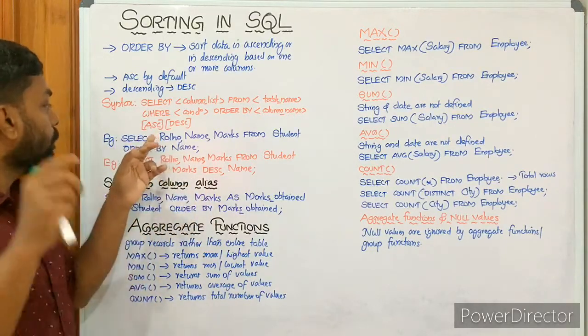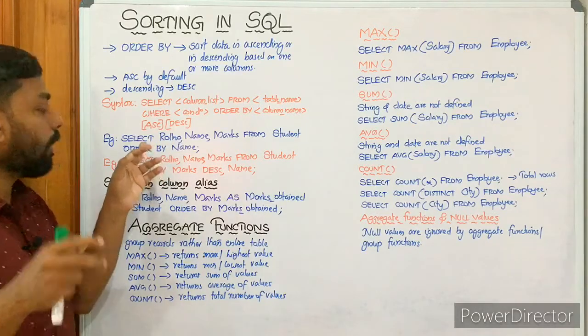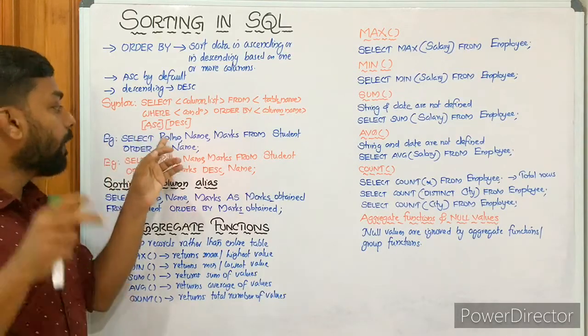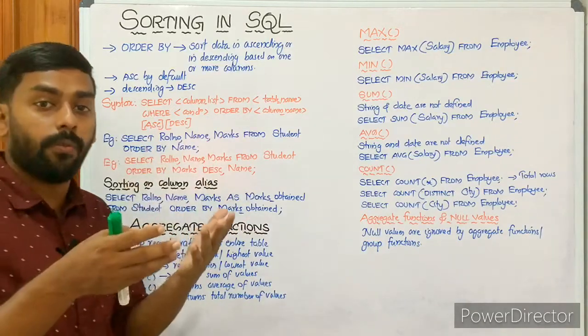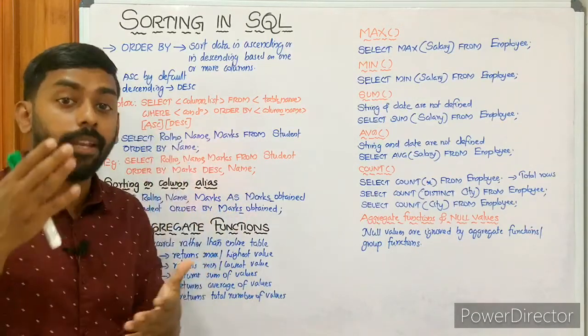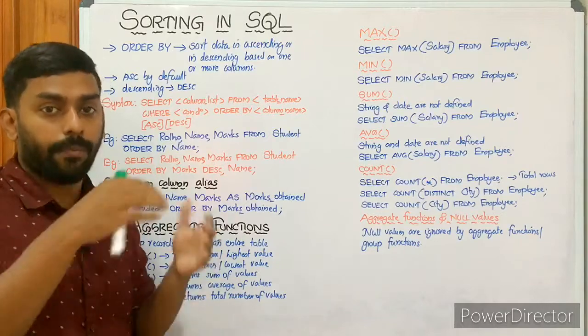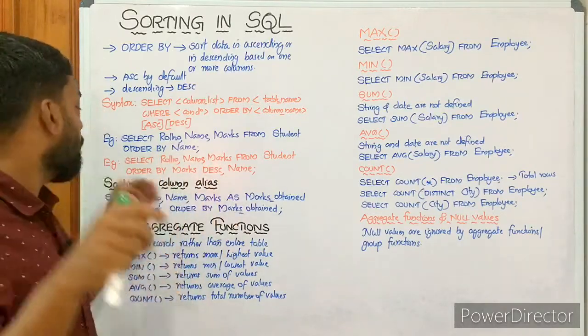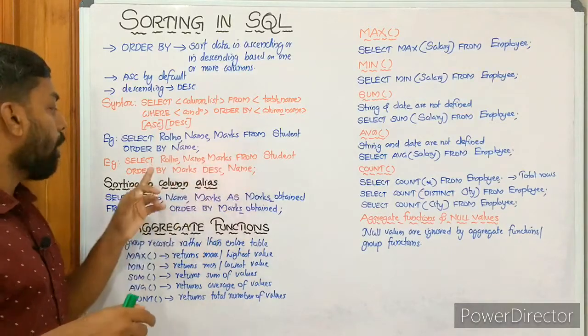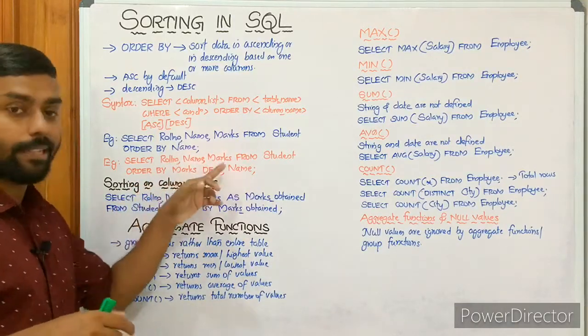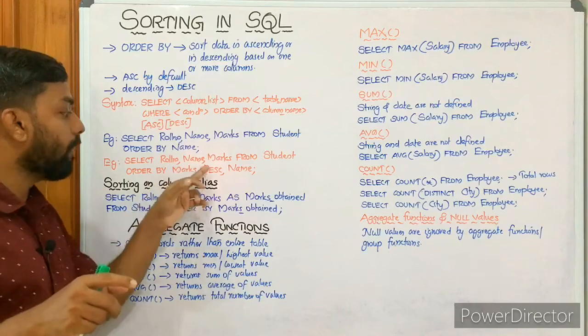So this is what actually happens with this command. It displays roll number, name and marks of students in increasing order of name, or in ascending order of name: A, B, C, D, F, G. Then we have select roll number, name, marks from student, order by marks DESC, name.